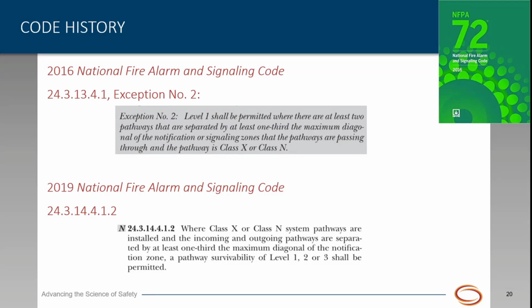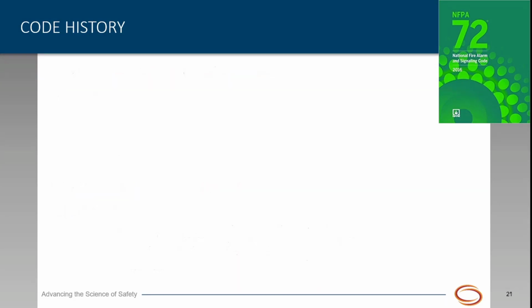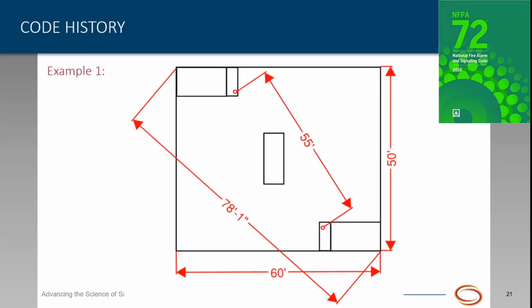Let's take a look at a very simple example of what this really means. So if you take a floor of a high-rise building, for instance, and let's say that high-rise building is 60 feet by 50 feet as a floor plate. You have stairs in either corner. You have an electrical or comm room next to those stairs, as an example. The separation here, that diagonal separation, is about 55 feet.